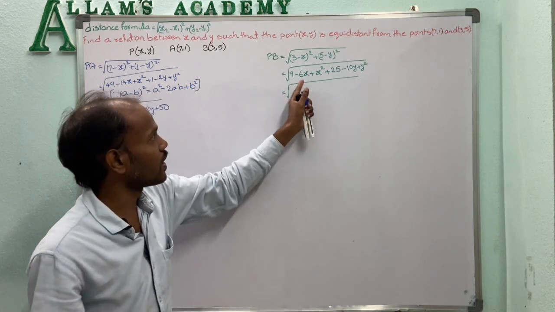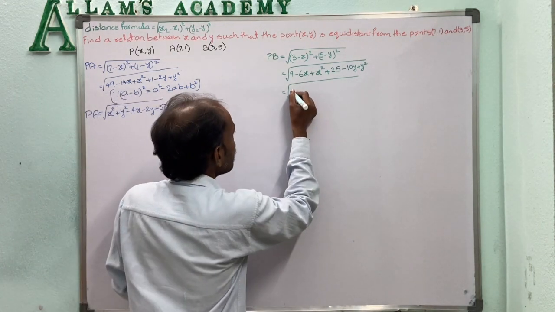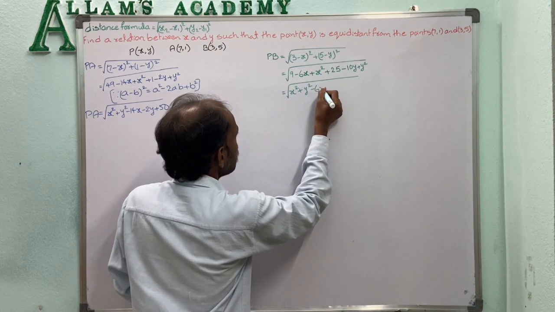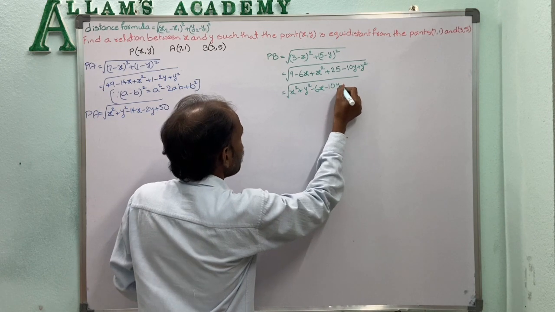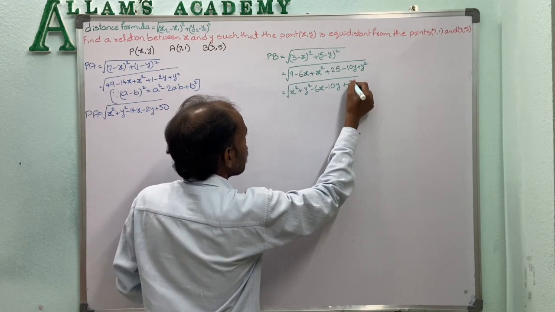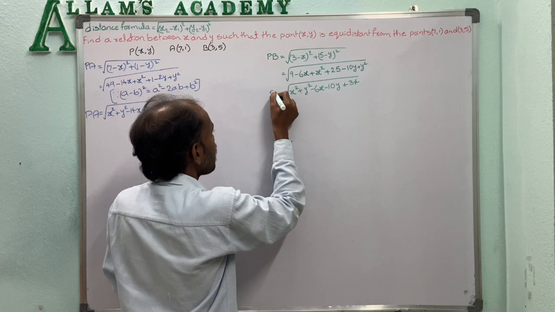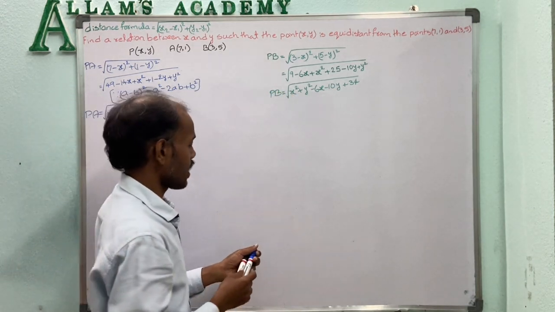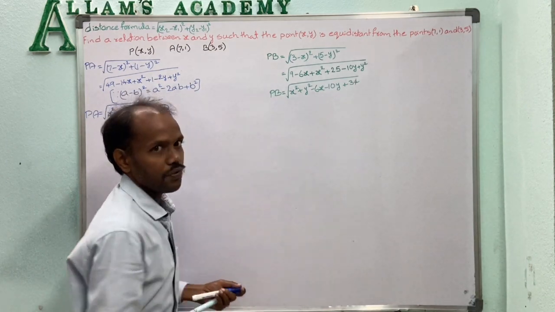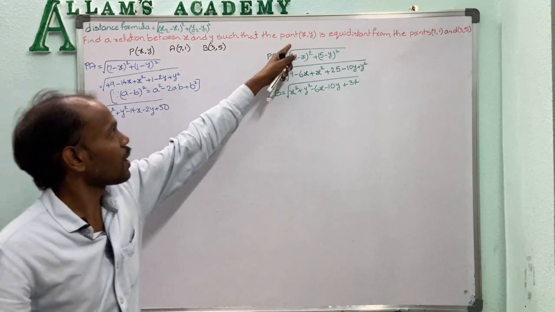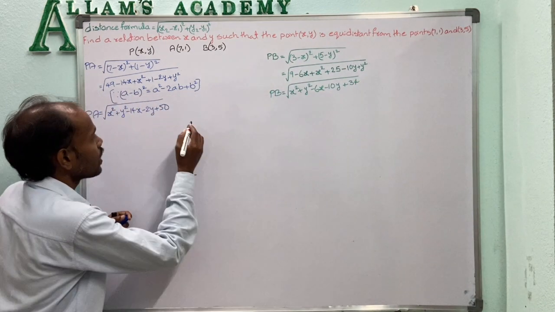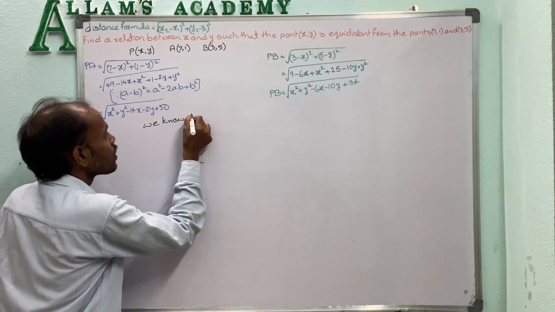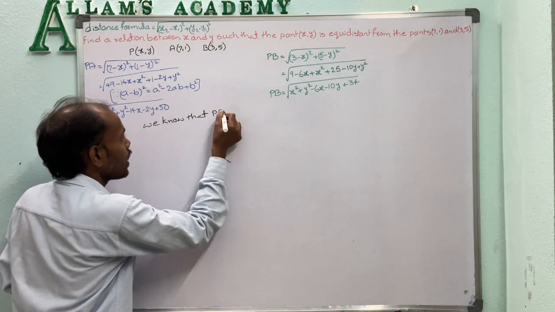So to simplify, we can write x square plus y square minus 6x minus 10y, 25 plus 9 that is equal to 34. Now the length of the side PB is under root x square plus y square minus 6x minus 10y plus 34. Now given in the question the point is equidistant. So here we know that PA is equal to PB.